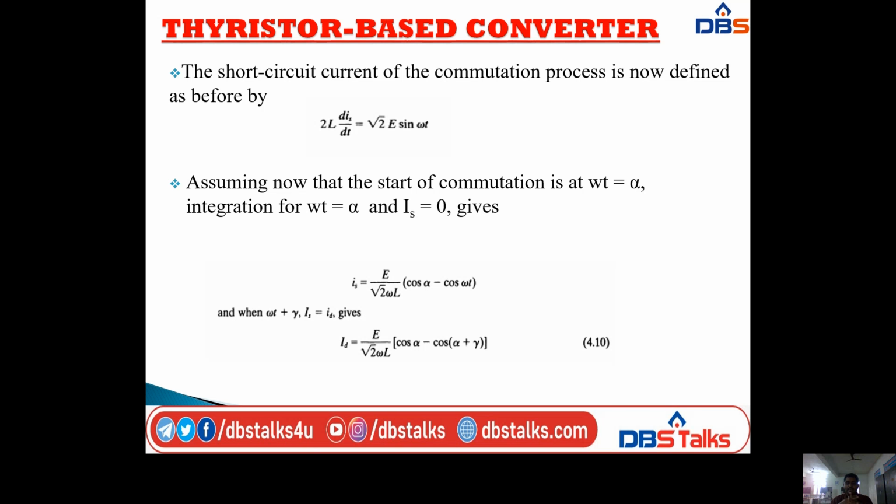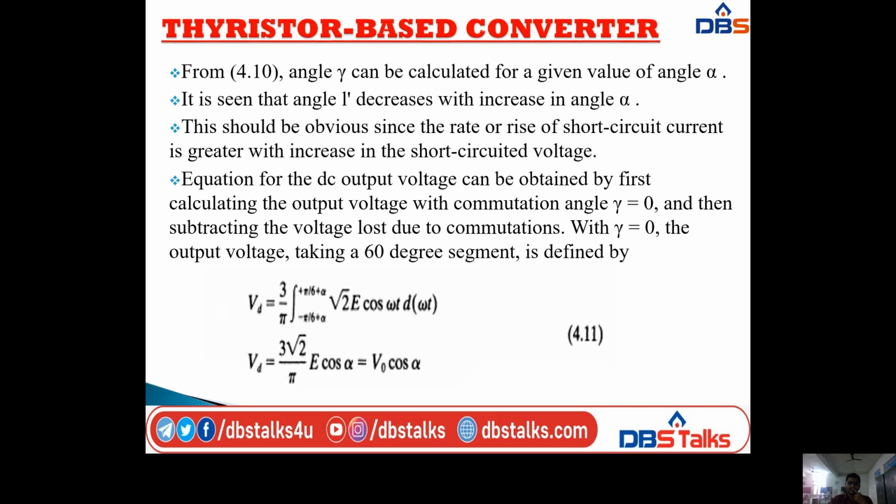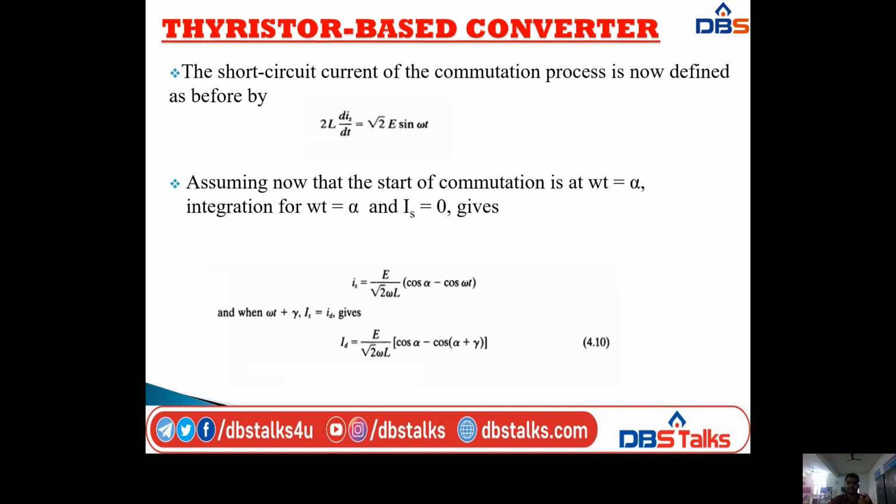So in the place of omega t I am substituting alpha plus gamma, and in the place of is I am substituting id. That is why the equation becomes id equal to E by root 2 omega L into cos alpha minus cos of alpha plus gamma. Next, from this equation, id equal to E by root 2 omega L into cos alpha minus cos of alpha plus gamma.